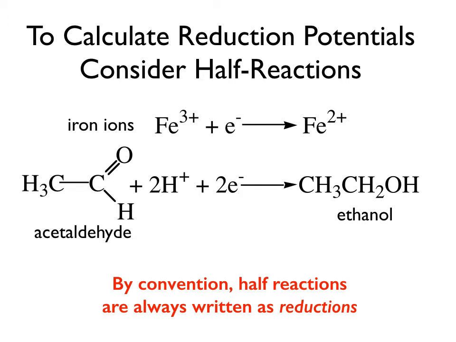Other kinds of reduction reactions we've already talked about, and one of those is shown below, and that's acetaldehyde being reduced to ethanol. And you can see that the aldehyde group, that double bond there, gets reduced to a single bond, and this involves the transfer of 2 electrons, and 2 protons go along for the ride for charge balance.